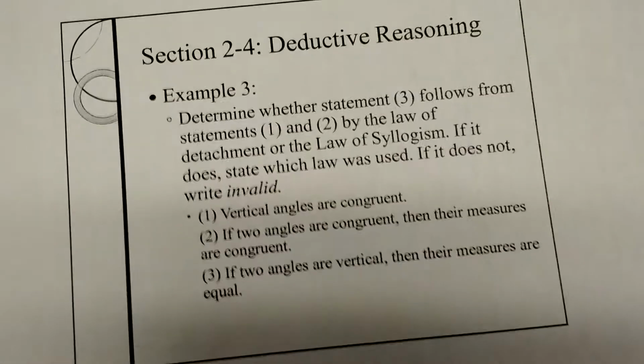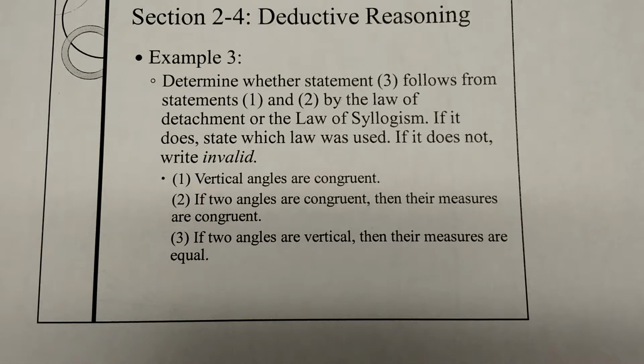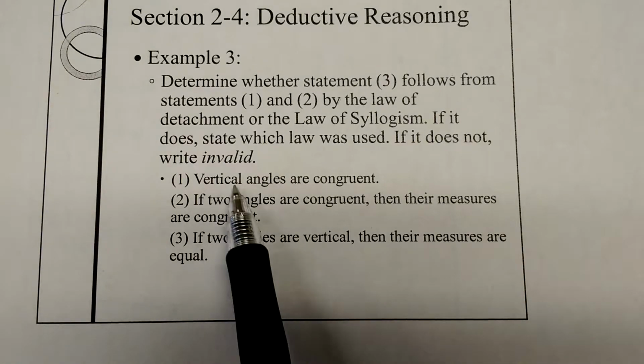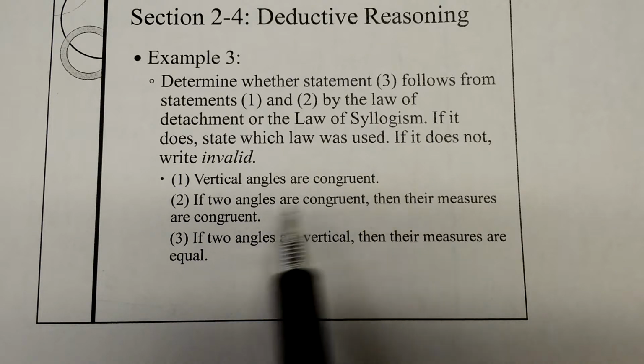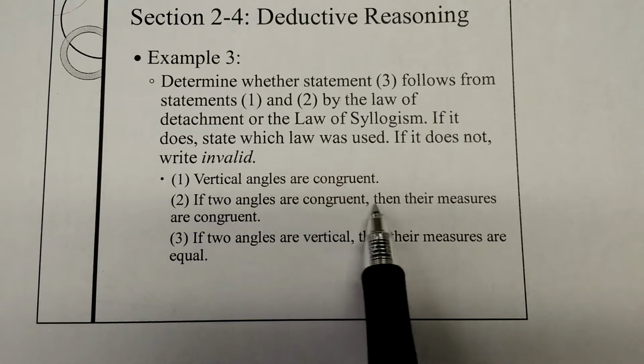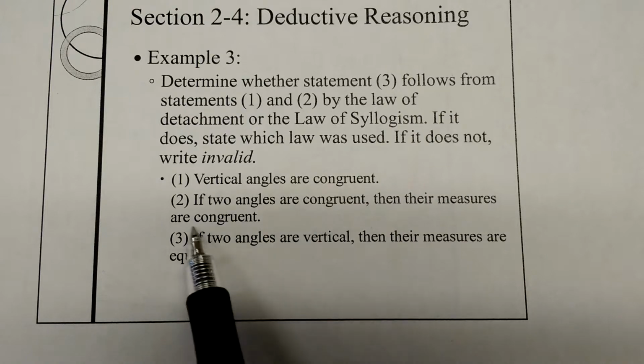Alright, now the final example. Determine whether statement 3 follows from statements 1 and 2 by the law of detachment or the law of syllogism. If it does, state which law was used. If it does not, write invalid. So vertical angles are congruent. So if two angles are vertical, then they are congruent. If two angles are congruent, then their measures are congruent.